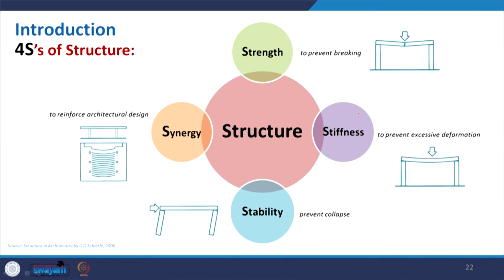That is your strength, stiffness, stability and synergy, where strength will prevent your structure from breaking, stiffness will prevent it from deformation, then stability, where the deformation may be horizontal or buckling. Buckling is basically when you have a vertical structure, put the load, and get this particular bending. And synergy is the overall arrangement of everything in order to give the final outcome.